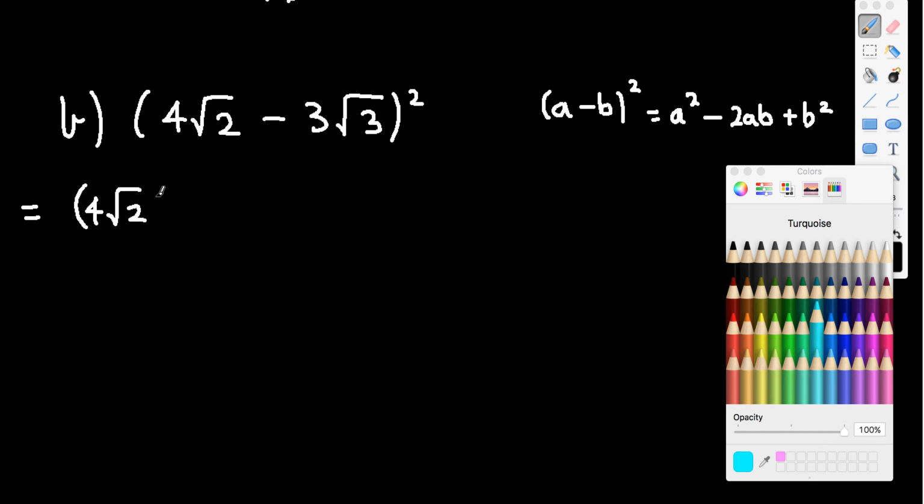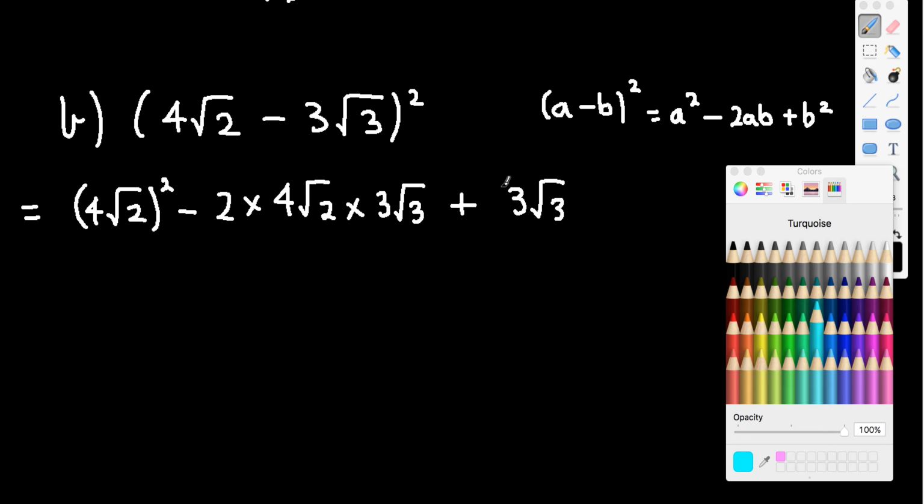A squared is 4 root 2 all squared, minus 2 by the first term, which is 4 root 2, by the second term, which is 3 root 3. Next, I want to add 3 root 3 all squared, and that's my b squared term.